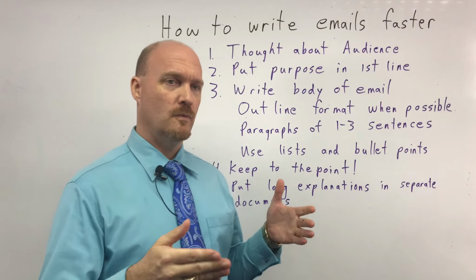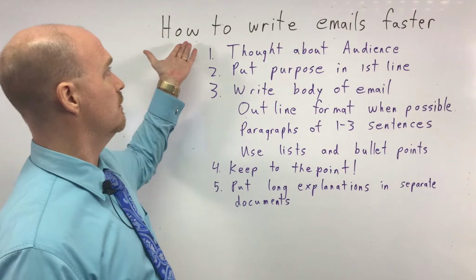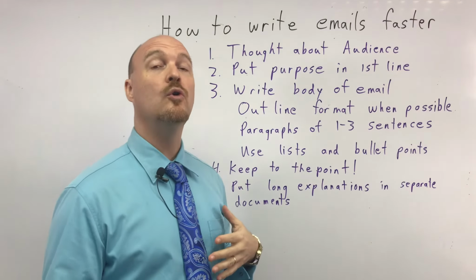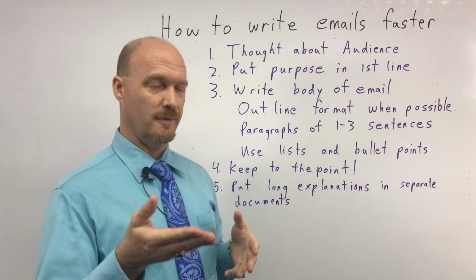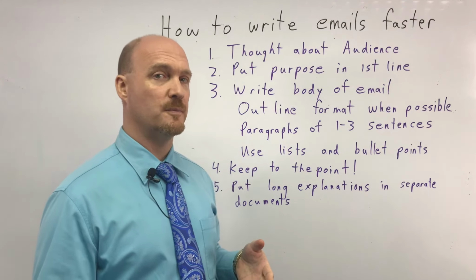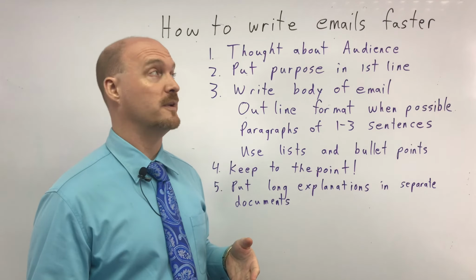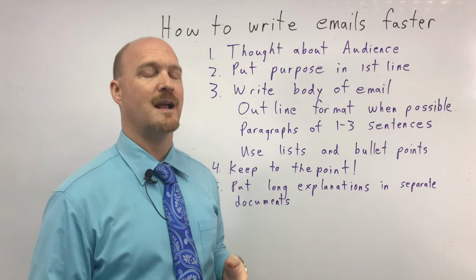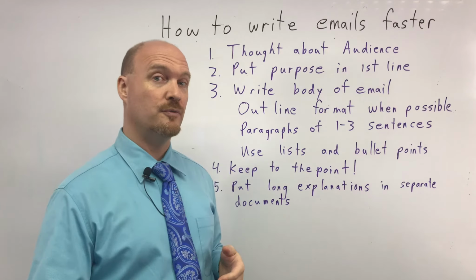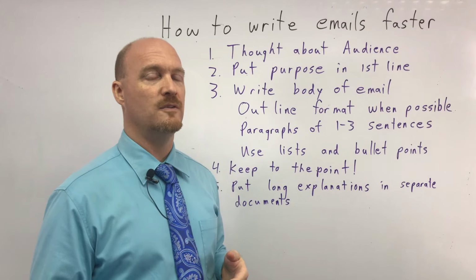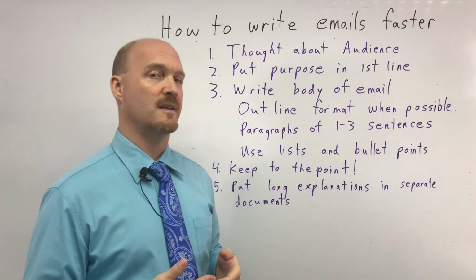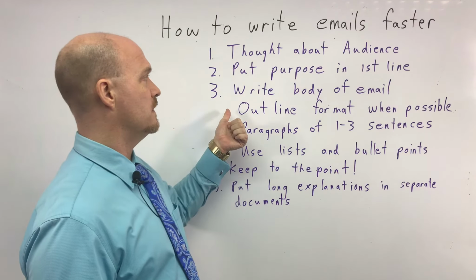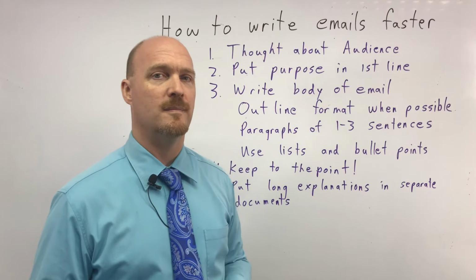So, to review how to write: First, we've thought about our audience. We know who we're writing to, so we've carefully considered the kinds of information they're going to need to do what we're going to ask them. We put our purpose in the first line. We said exactly why we're writing this, so the person reading it knows what they need to do or what you're trying to get them to understand. Okay? So now we're to the body of the email.